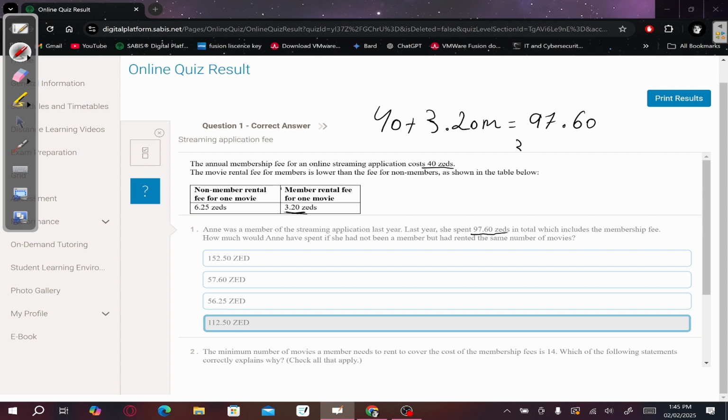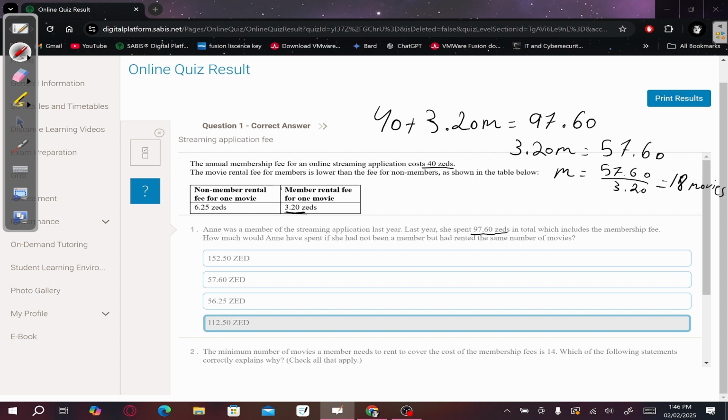Okay, now this is very simple. Take the 40 to the other side, 3.20 M equals 97.60 minus 40, which gives us 57.60. M equals 57.60 over 3.20, which gives us 18 movies. Okay, now we have how many movies she rented.